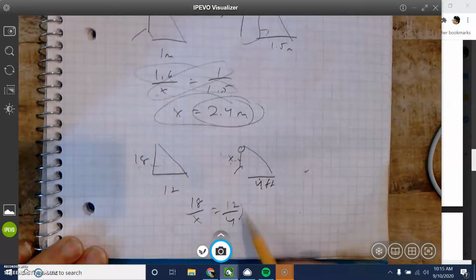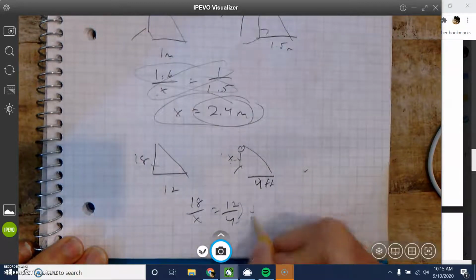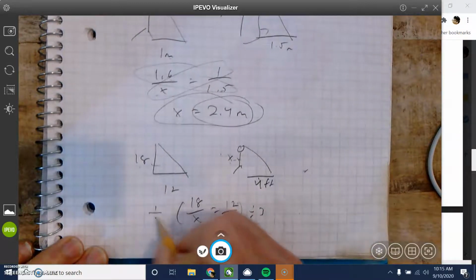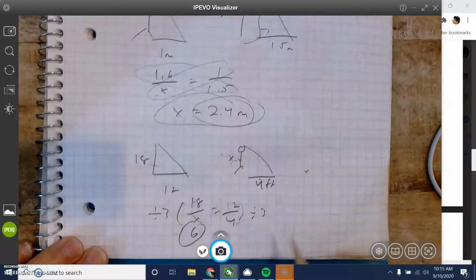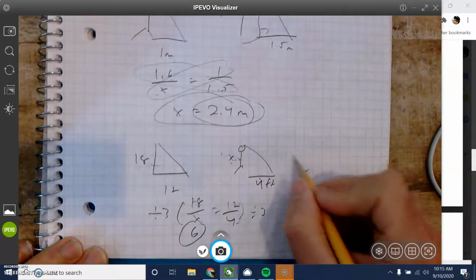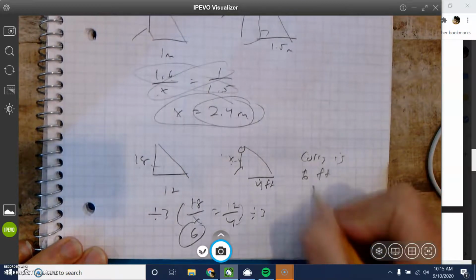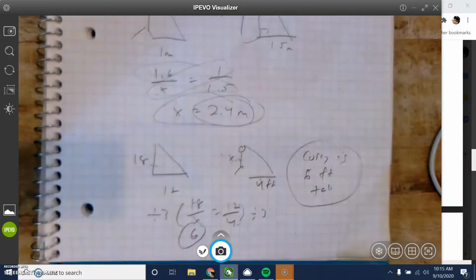Oh, what's this? This is 12 divided by 3 here. Look at patterns. 18 divided by 3 is 6. Got it. So I can cross multiply and divide, or I can do that. So the answer is 6 feet tall. So Corey is 6 feet tall. Bam. Got it.